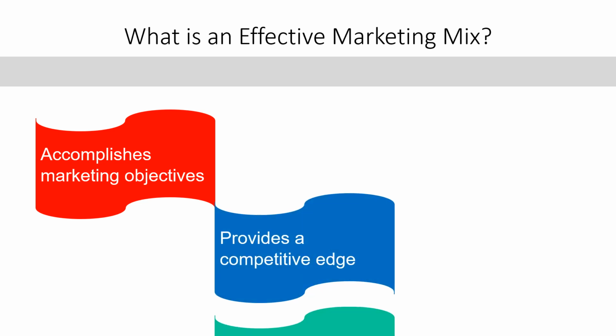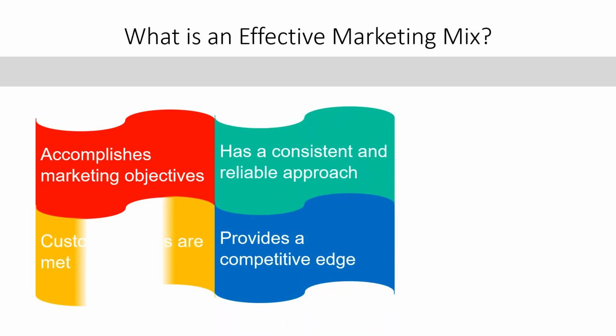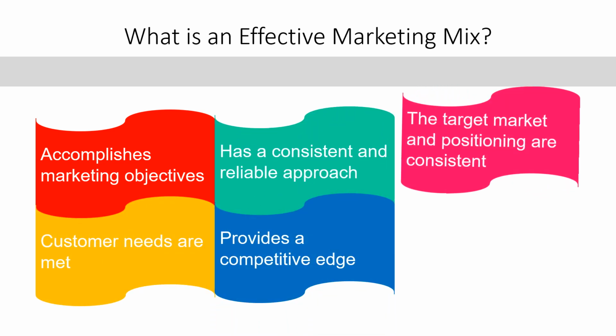So finally, let's have a look at what an effective marketing mix consists of. It's all about accomplishing marketing objectives, customer needs are being met, and how do you know that they're being met? It is when you have a loyal customer base, when your profits are increasing. An effective marketing mix consists of a consistent and reliable approach by businesses, providing a competitive edge, and the target market and positioning are consistent.